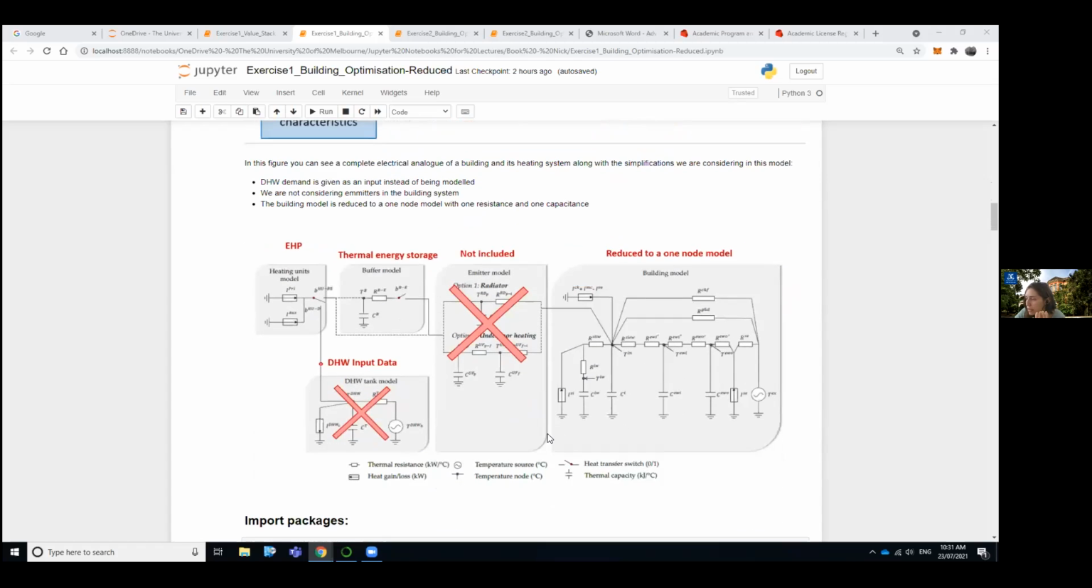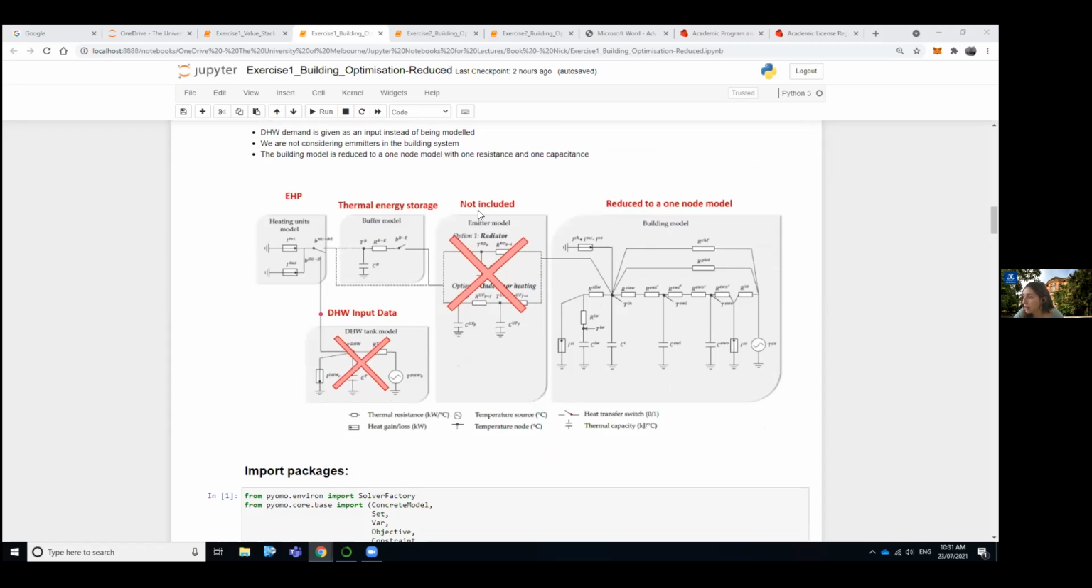Also in these heat problems, we use electrical analogs of the buildings and their heating system. And here you can see a complete electrical analog of a building system, but also with the simplifications on this model, which are: the heating unit is only the electric heat pump, the buffer model, the part that allows flexibility, is the thermal energy storage, domestic hot water is input data, we're not considering an emitter model, and we're reducing the building model to a one node model.